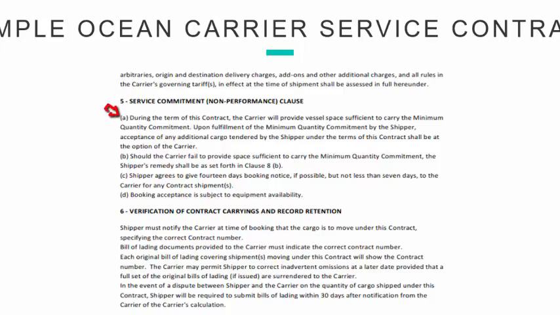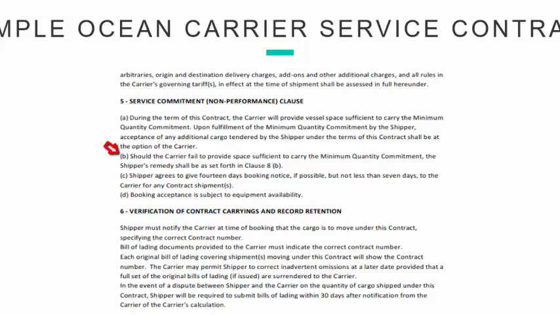During the terms of this contract, the carrier will provide vessel space sufficient to carry the minimum quantity commitment. That should be very easy to understand, because in a contract where a BCO commits to, say, 1,000 TEU or 2,000 TEU, the carrier has to provide the equipment and the space to accommodate that. That's what they're talking about here.